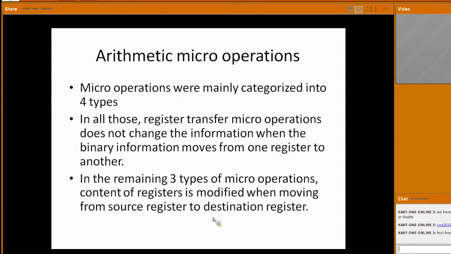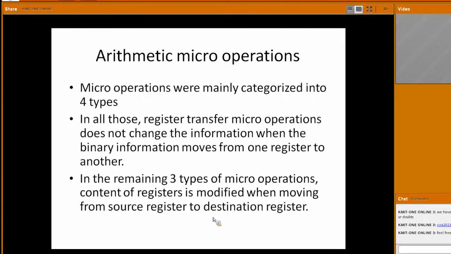Now we'll see the arithmetic micro operation. So what is a micro operation? The operation that is performed on the data stored in the register. We have four different types of micro operations: register transfer micro operation, arithmetic, logic, and shift micro operation.